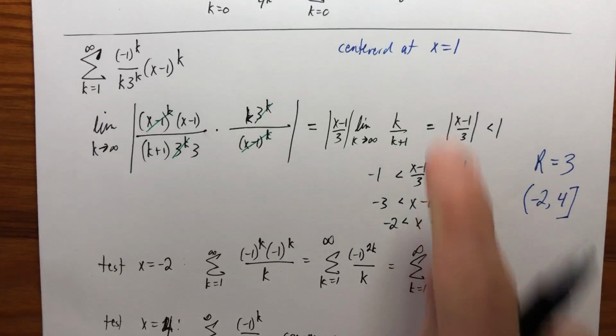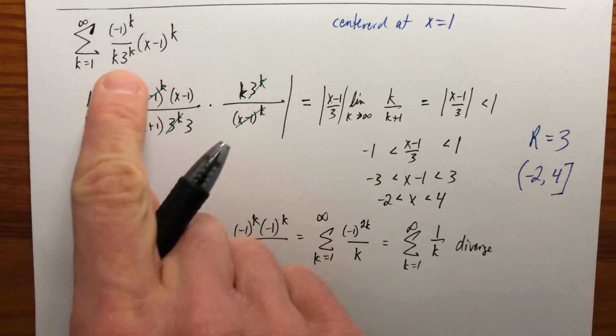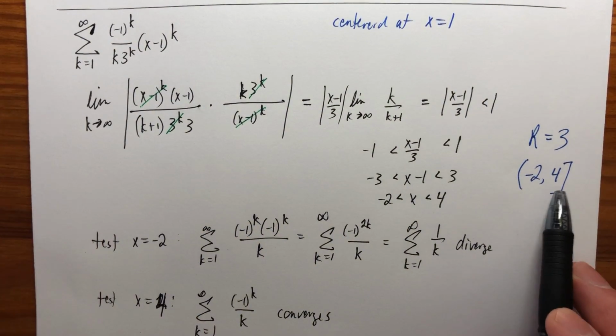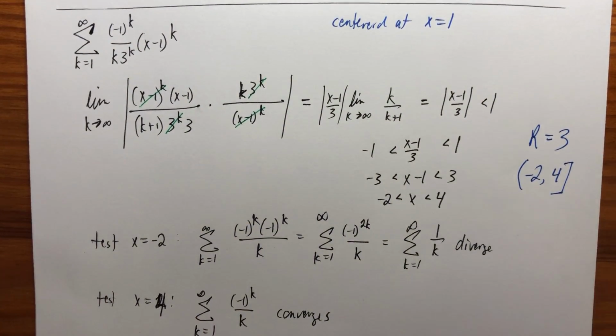So it is centered at 1, and this series will converge from -2 to 4. It will converge at 4. It will not converge at -2.